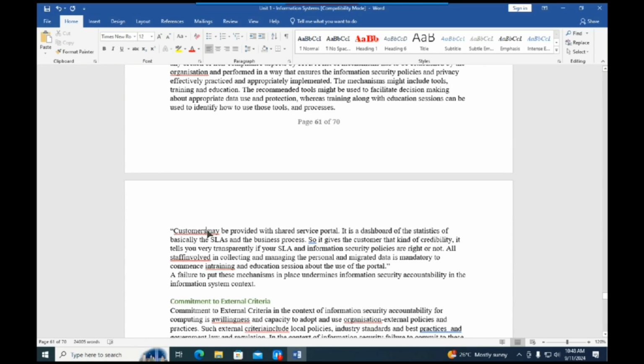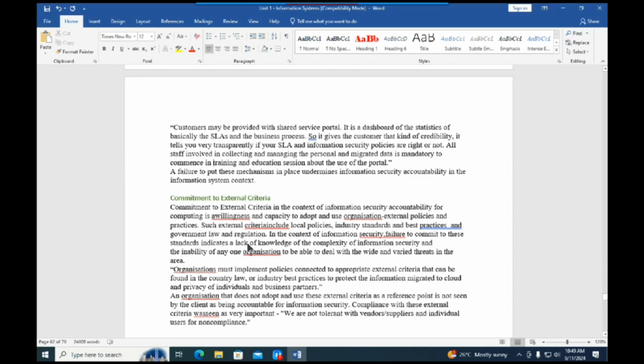So customers may then be provided with a shared service portal. When we talk about a shared service portal, we are talking about a dashboard of the statistics of the basic SLAs and the business process. So it is going to give the customer that kind of credibility, since it is going to tell the customer openly if your SLA and even information security policies are right or not. All the staff involved in collecting and managing the personal and migrated data are mandated to be trained. Okay? And also they need to attend education sessions about how that portal is used. A failure to have these mechanisms in place is going to undermine information security accountability in the information system context.